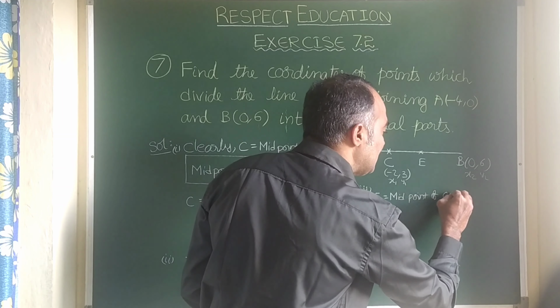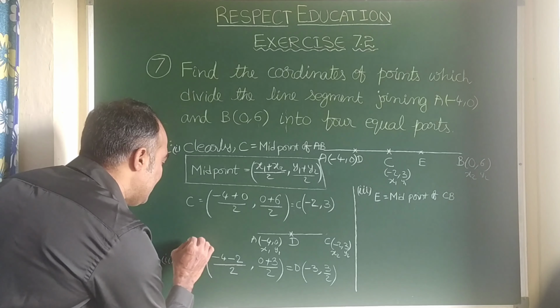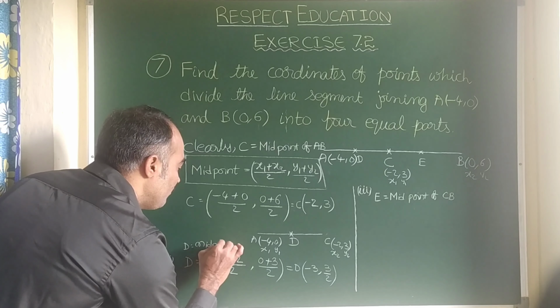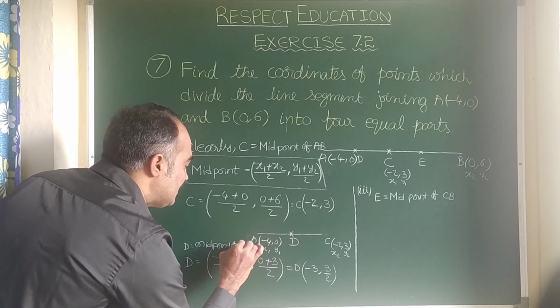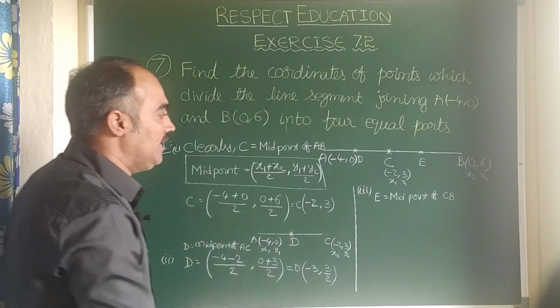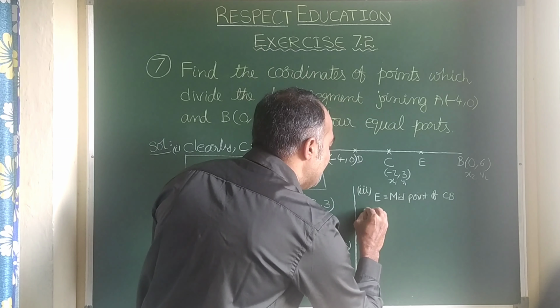Midpoint of BC or CB, whatever you write, no problem. Here also, if you want, you can write D is equal to the midpoint of AC. That way we have found D. In the same way, from the midpoint of CB we are going to find E also. Now I am writing E here.